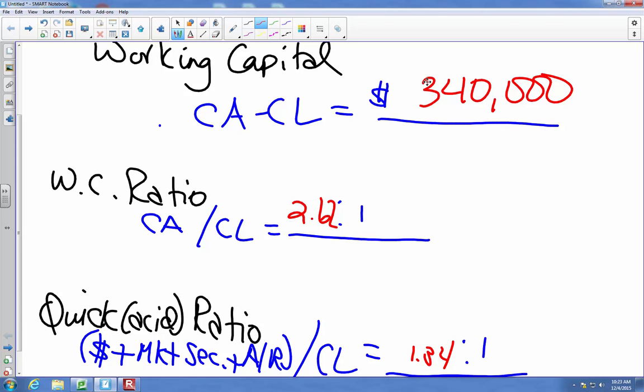The key is, I mean, the numbers are easy to calculate. Go, Harry, do you have a question? I took 90,500, which is cash, plus 75 of marketable securities, plus 115 of AR, divided by my current liabilities at 210.